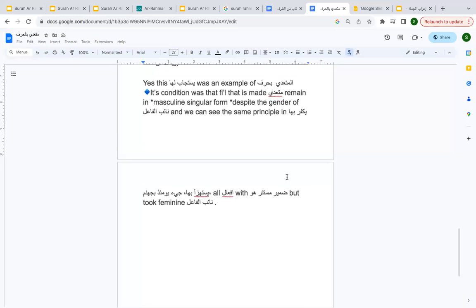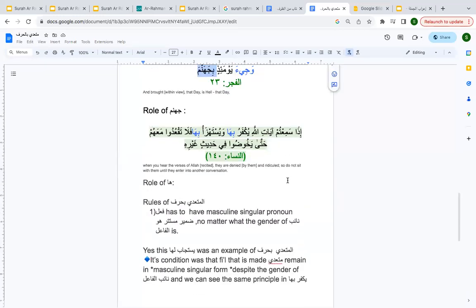No matter what the gender of naibul file is, naibul file works just like your file, right? It matches in gender with a fail. Yes or no? But in this case, what you will see is there is no match. When I say waji'a, does it have a ta sakun at the end? Is the fail huwa or hiya? It is huwa. But jahannam, what have we learned about jahannam?